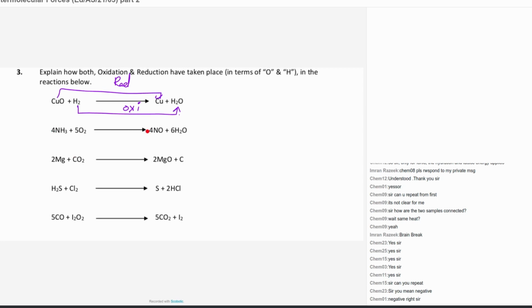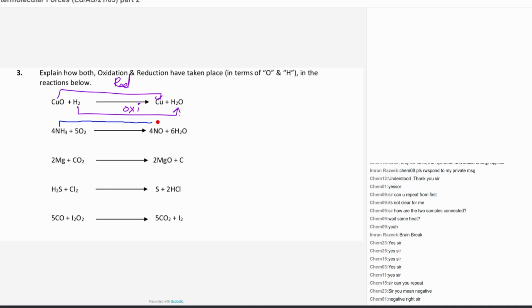So ammonia to nitrogen monoxide is losing of hydrogen, gaining of oxygen. So this is oxidation. And oxygen has gained hydrogen, so it's reduction. Magnesium has gained oxygen, so it's oxidation. Carbon dioxide has lost the oxygen, therefore it's reduction. Hydrogen sulfide has lost the hydrogen. Now losing hydrogen is oxidation. It's just like losing electrons.